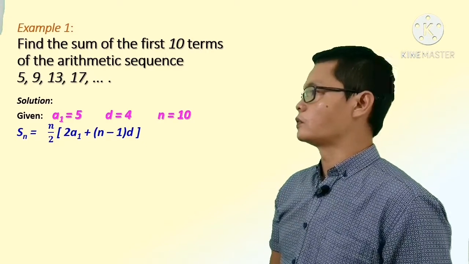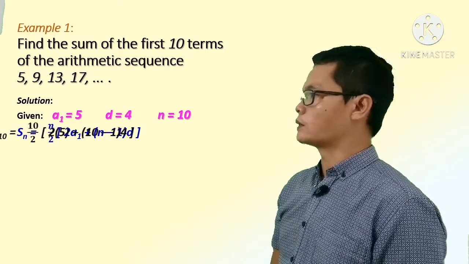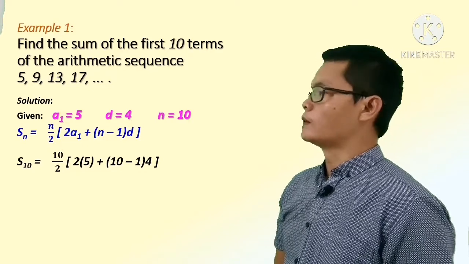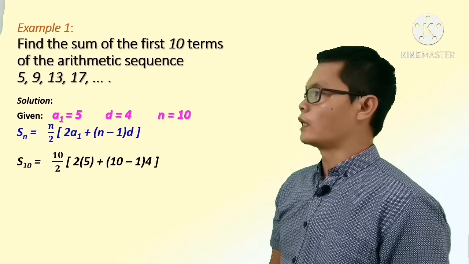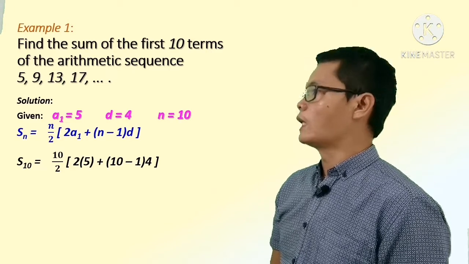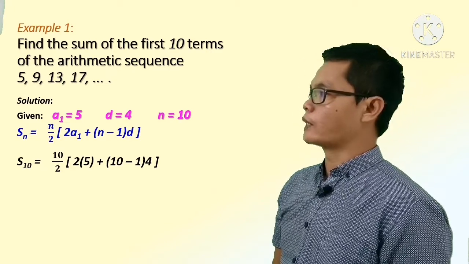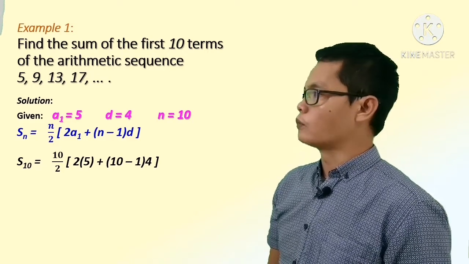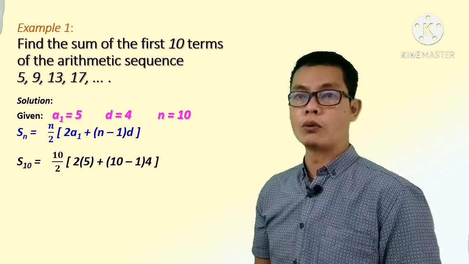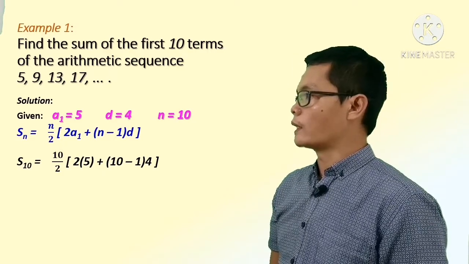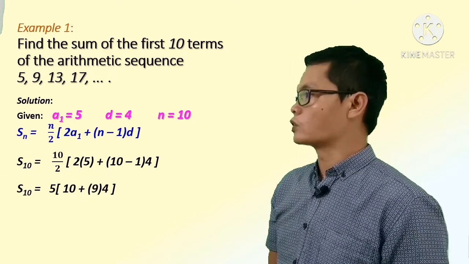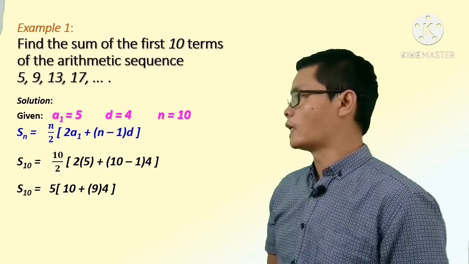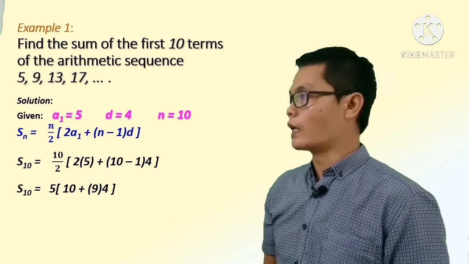We are going to substitute the value of n, which is 10, divided by 2, multiplied by the product of 2 and the first term, which is 5, added to the product of n minus 1, which is 10 minus 1, and the common difference of 4. Then we have to simplify. S sub 10 equals 5 multiplied by the sum of 10 and the product of 9 and 4.